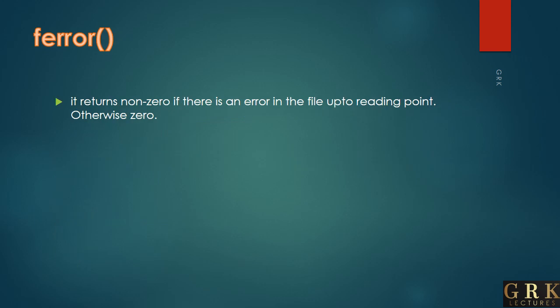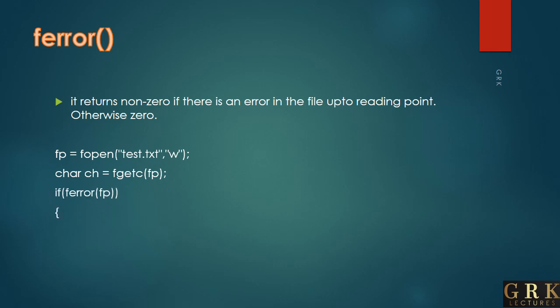Next we discuss the ferror function. It returns a non-zero value if there is an error. If there is no error, it returns 0. So let us see with an example. Here I am trying to open a file test.txt in the write mode. When the file is opened in the write mode, we can perform only write operations on the file, but read operation is not possible. But in the second statement, by using the fgetc function, I am trying to read a character from the file. That is not possible, which means definitely there will be an error.